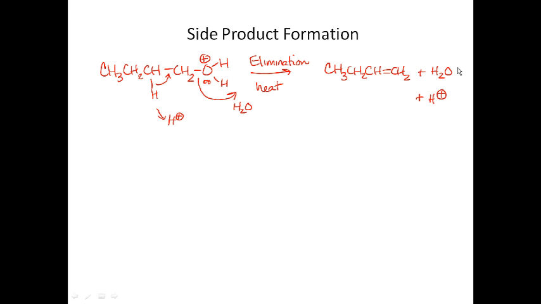And so this is called 1-butene, is its IUPAC name. So we could have elimination of this alcohol, this protonated alcohol, in the heat. Now this would be a one-step process. There would be a transition state for this reaction.